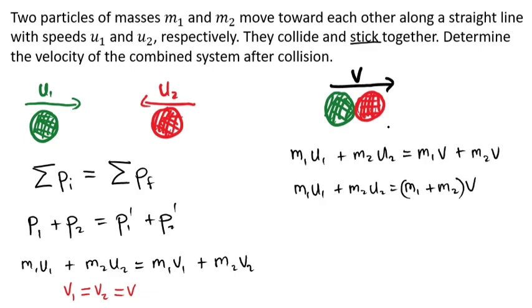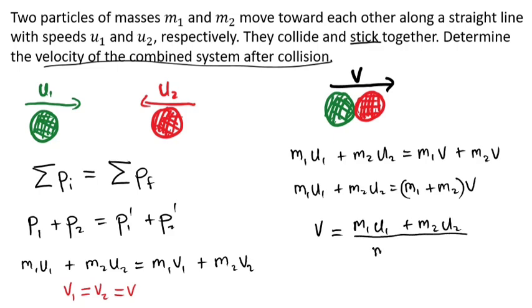v. So since we're looking for the combined velocity of the system, that's what this question says, we can divide both sides by m1 plus m2. So this means that v is equal to m1 u1 plus m2 u2, all this over mass 1 plus mass 2. So there you have it. This is the velocity of the combined system.